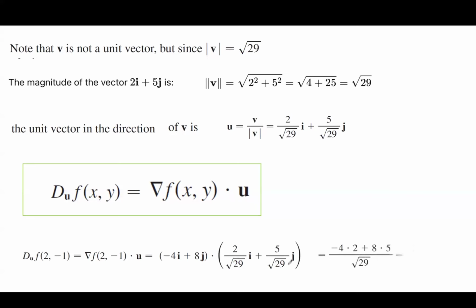Now, if you do the dot product, it means that you're multiplying the first components, and then you multiply the second components and add them together. You get 2 times negative 4, which is negative 8, plus 8 times 5. So you get 32 divided by square root of 29. So the directional derivative is positive. It means that in the direction of this vector, we have a positive rate of change. It means that we see an increase as the rate of change of the function in this direction.